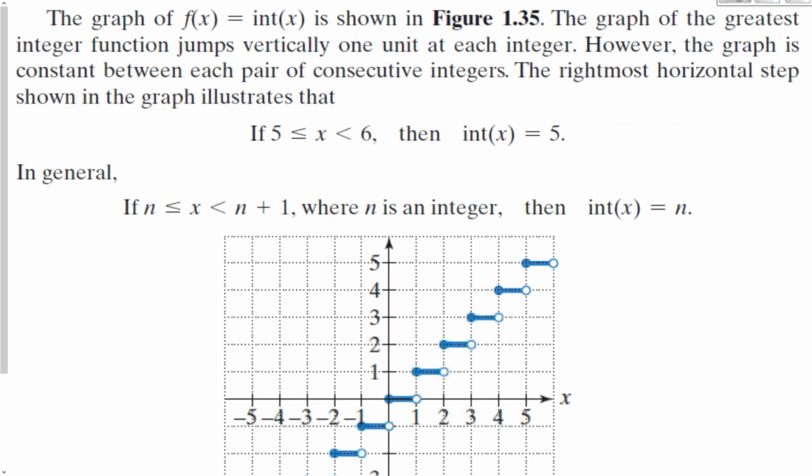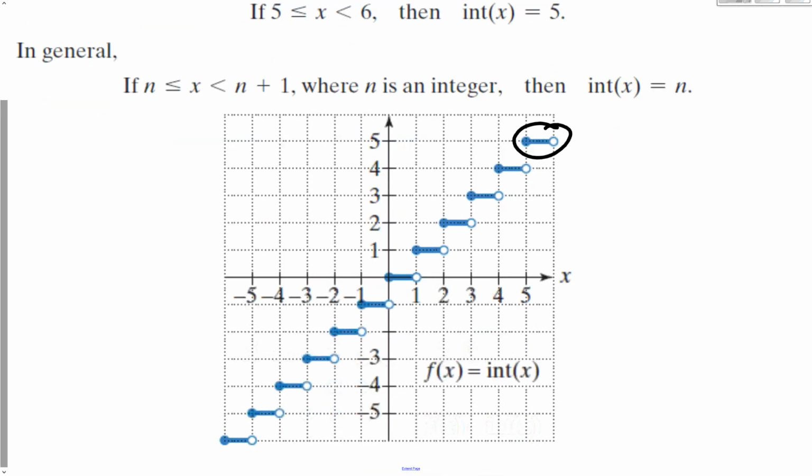The graph of f(x) equals the greatest integer of x is shown below. The graph of the greatest integer function jumps vertically 1 unit at each integer. However, the graph is constant between each pair of consecutive integers. The rightmost horizontal step of the graph shows that if 5 is less than or equal to x, which is less than 6, that's this one, then the greatest integer is 5. So in general, if n is less than or equal to x, which is less than n plus 1, where n is an integer, then you have the greatest integer function.